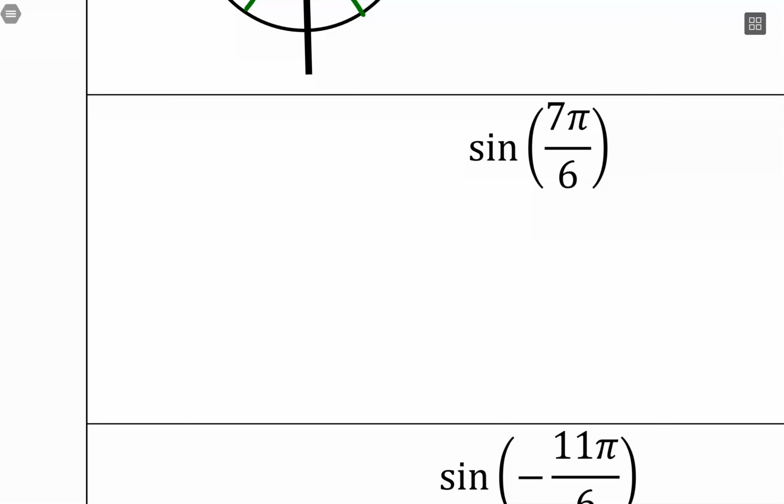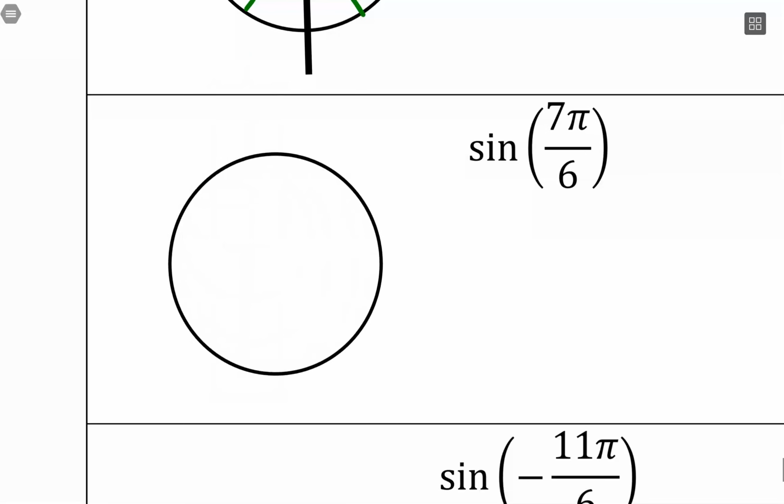7 pi over 6. Sorry, I just need to draw this circle first. It's a little more tricky. All right. So here I'm thinking about the 6ths.